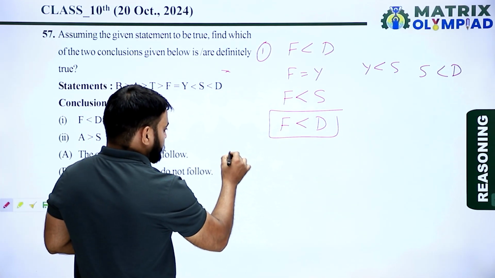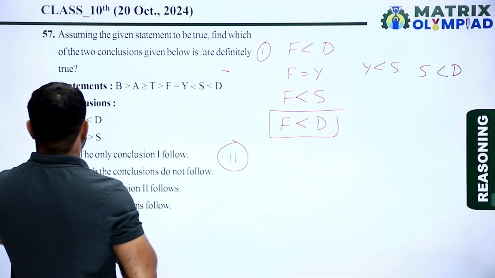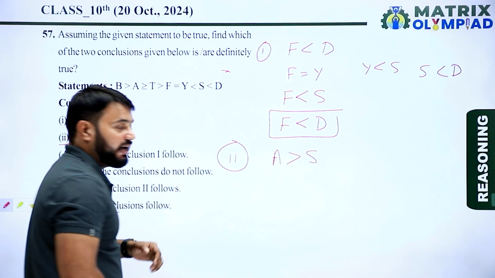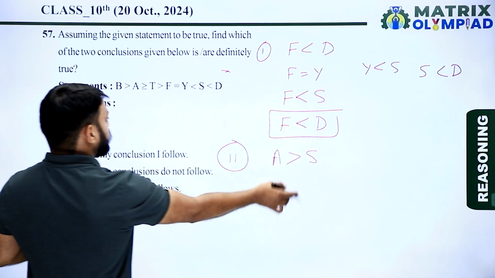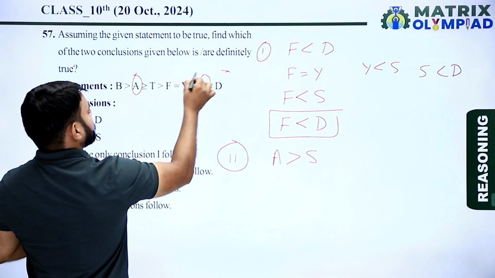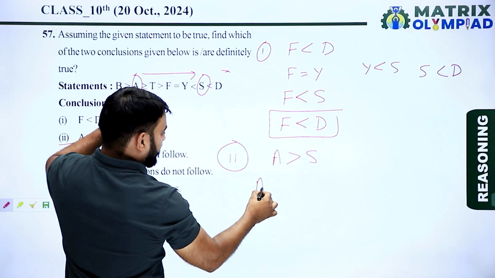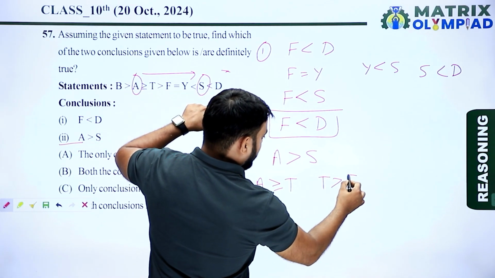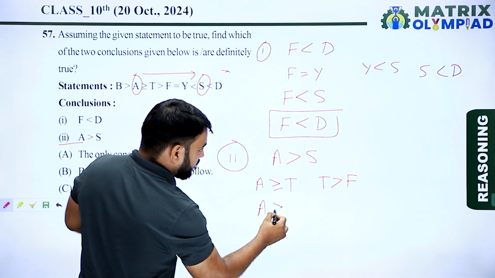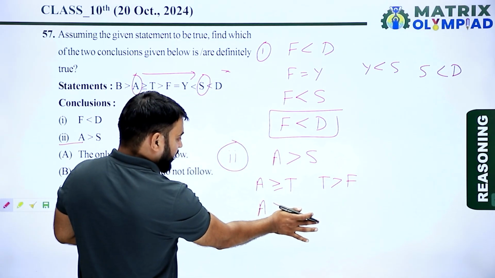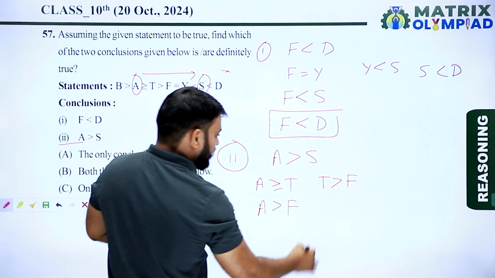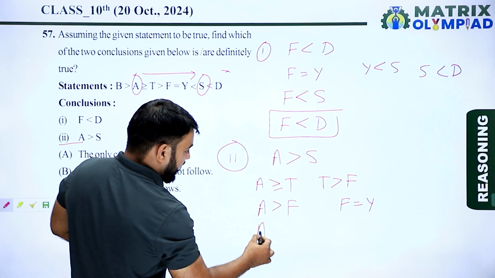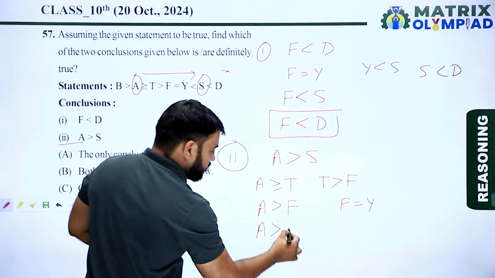Now let's check the second conclusion. According to conclusion 2, A is greater than S. So we have to move from A to S. A is greater than or equal to T. Now T is greater than F. It means A is also greater than F. Now F is equal to Y. So it means A is also greater than Y.